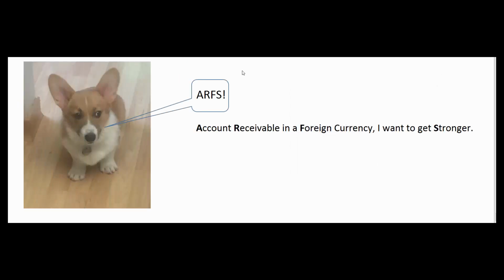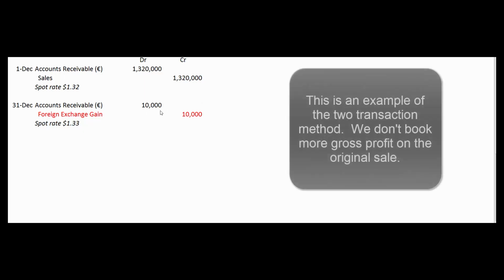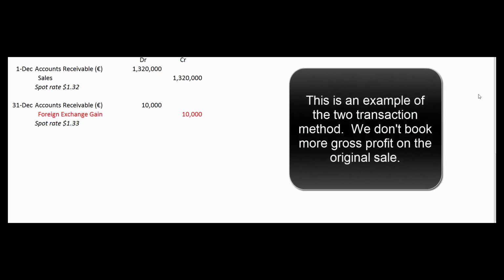My friend Jet says ARFs, and that reminds me that if I have an account receivable expressed in a foreign currency on my books, I want that foreign currency to get stronger, so that when I do get that foreign currency, it buys more US dollars. So remember our rule, the underlying transaction and any hedge, we'll get to hedges in a second, have to be on our books at fair value. So we write that account receivable up with a debit of $10,000, and we book a foreign exchange gain of $10,000 because the spot rate has gone up from 1.32 to 1.33 as of December 31st. So even though we haven't realized the gain yet, we book an unrealized gain of $10,000.